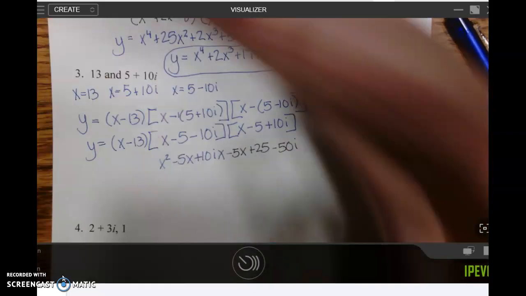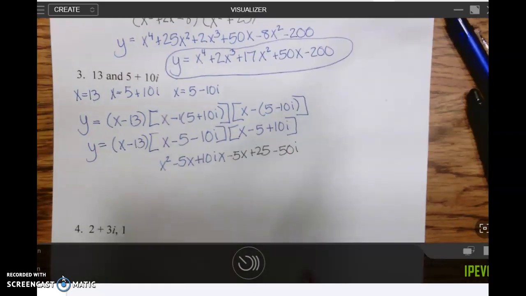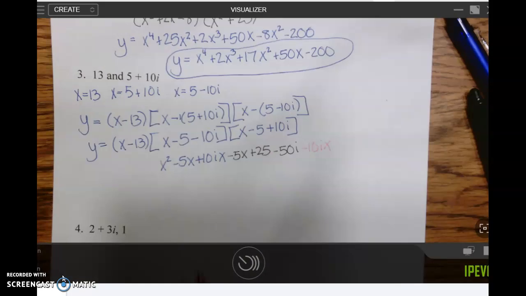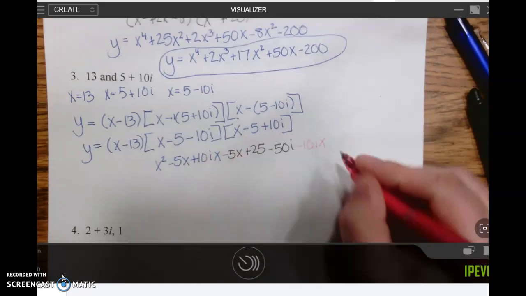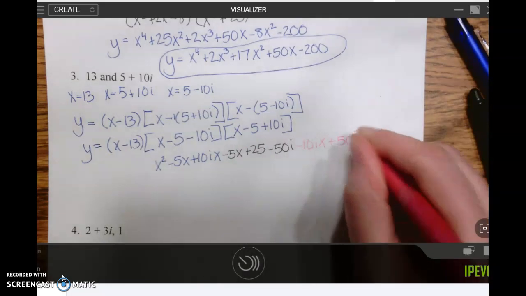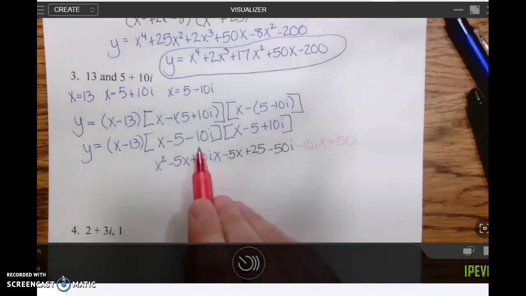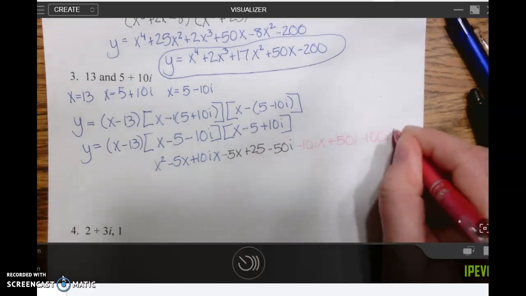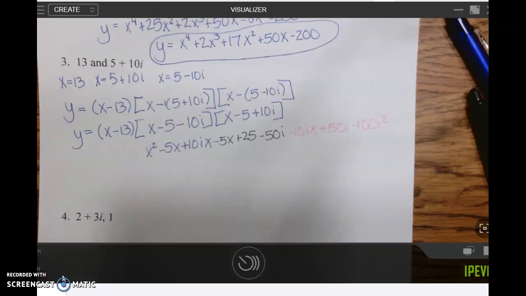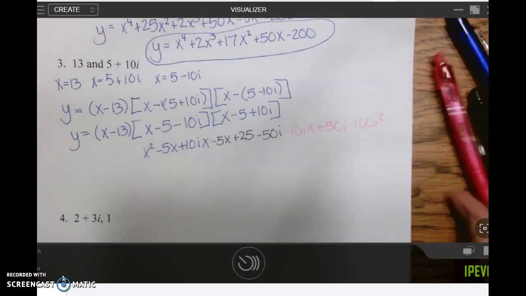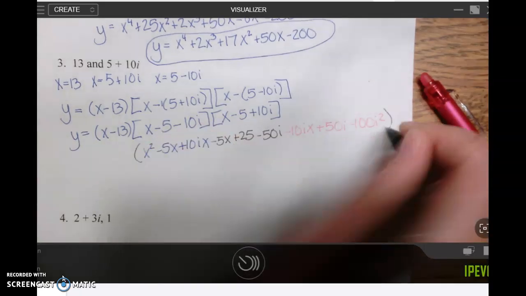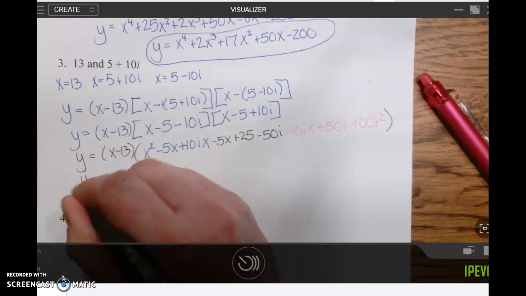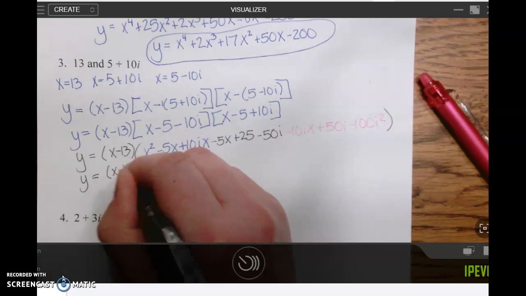Alright, now we're on to the negative 10i. So negative 10i times x is negative 10ix. Negative 10i times negative 5 is a positive 50i. And negative 10i times positive 10i is negative 100i squared. I'm hoping that pink pen shows up enough that you can see it. I'll stop using that one. Alright, so we're going to bring this all down along with the x minus 13. And I am hoping that we will either have like terms or we'll have some things cancel out because this looks like a mess right now.